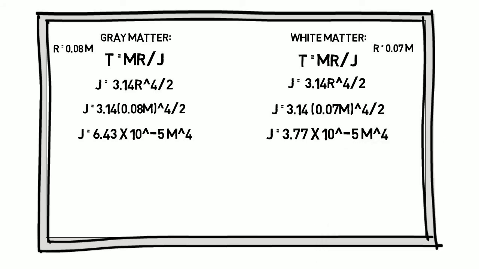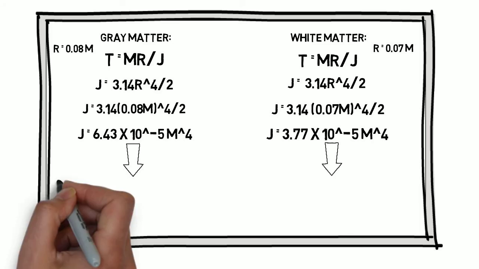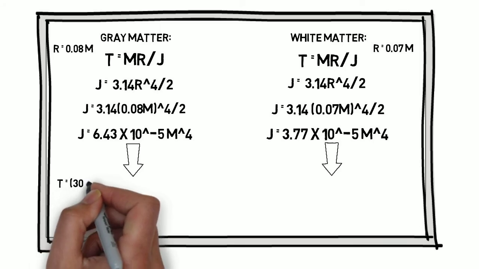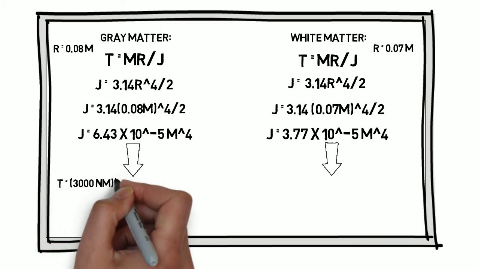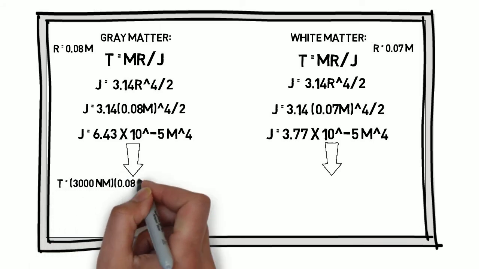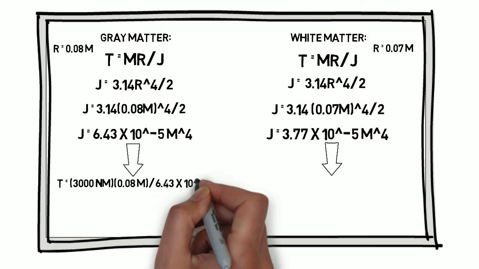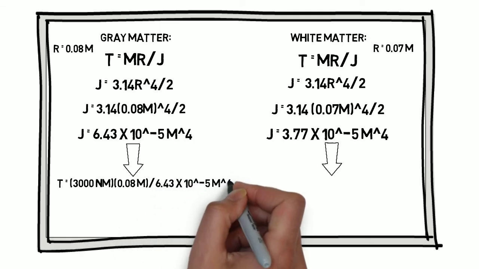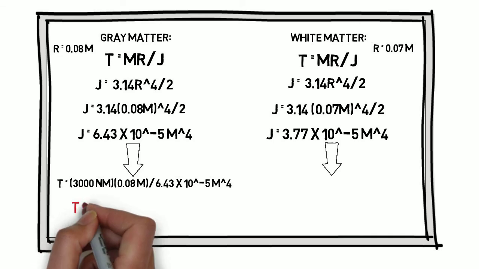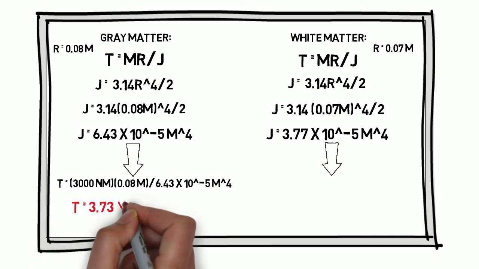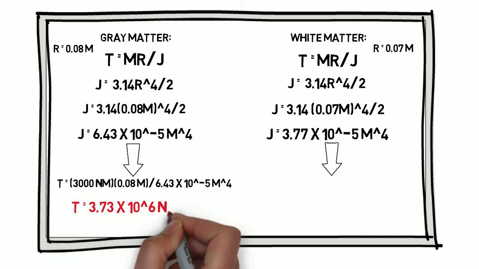With the polar moment of inertia for both gray and white matter, shear stress can finally be calculated. Say that at the moment of impact, gray matter has a twisting moment of 3,000 Newton meters. We can then multiply the 3,000 Newton meters twisting moment by the gray matter radius of 0.08 meters and divide that all by the polar moment of inertia. The shear stress of gray matter comes out to be 3.73 times 10 to the sixth newtons over meter squared.